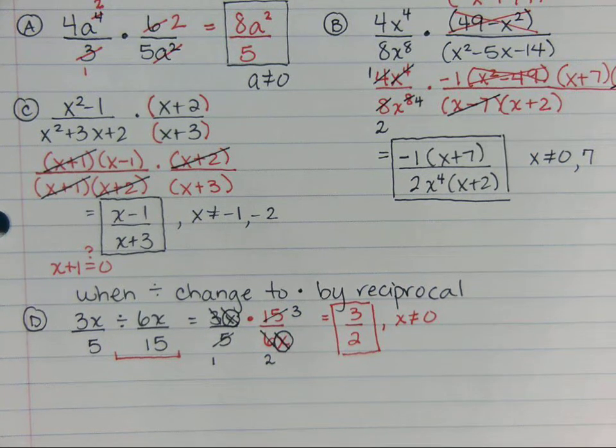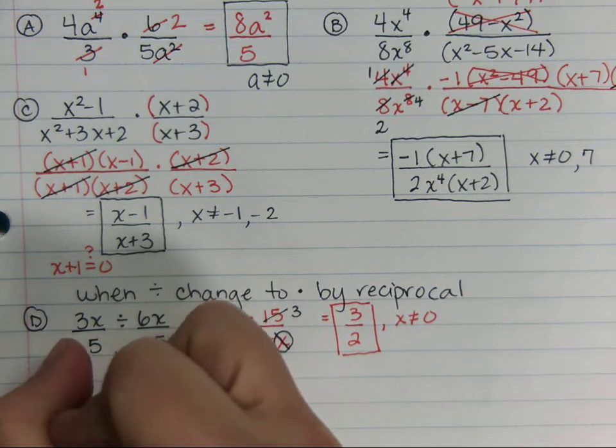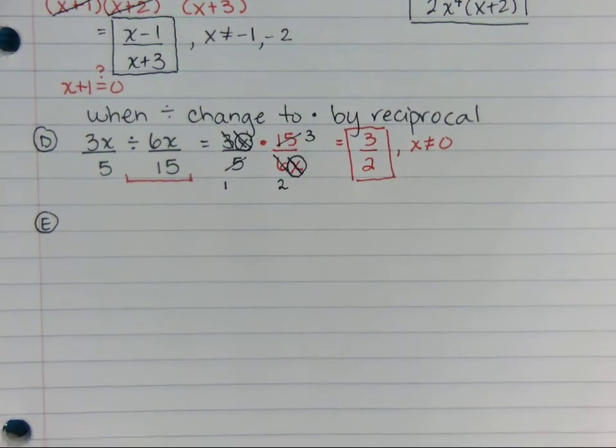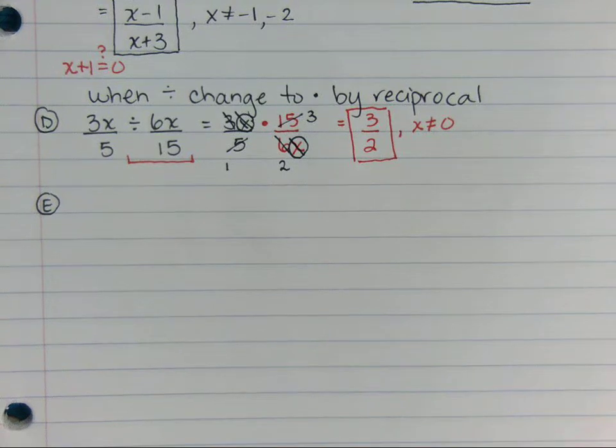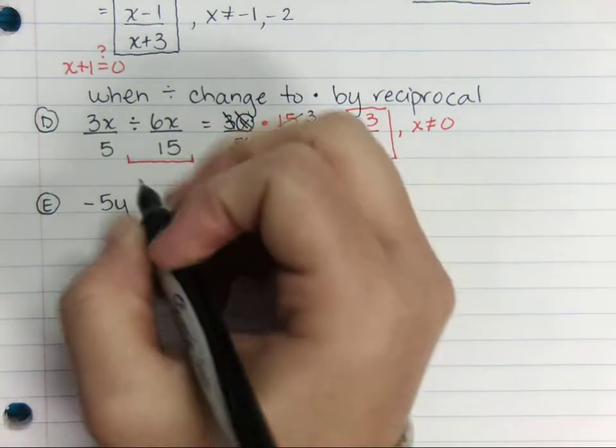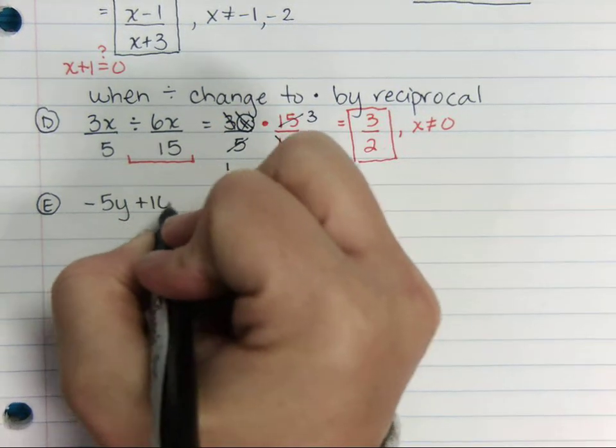So always changing it to multiplying by a reciprocal. You move it up. I sure can. There you go. All the way up there. Yep. So we'll do a couple more.